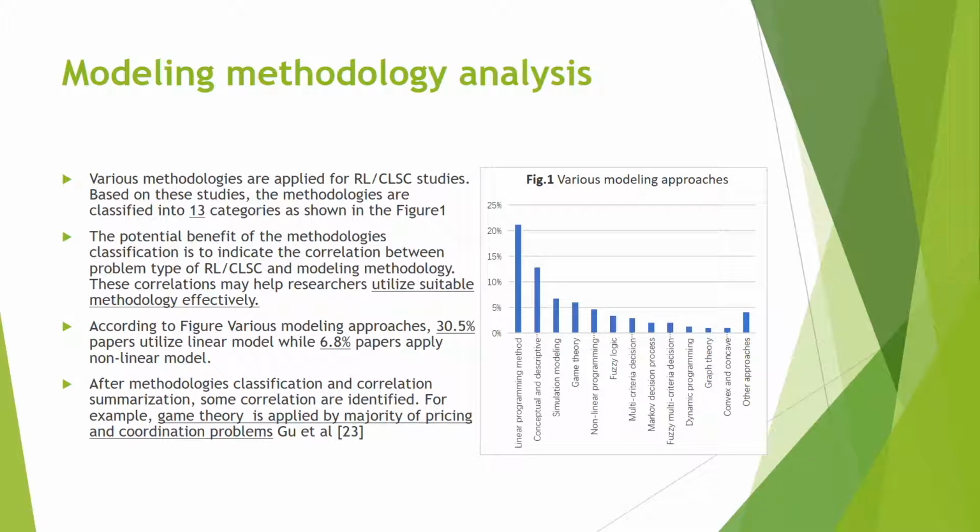This correlation may help researchers utilize suitable methodology effectively. And according to the figure, 30.5% of papers utilize linear models while 6.8% of papers apply non-linear models. After the methodology classification and correlation summarization, we found some correlations. For example, game theory is applied by a majority of pricing and coordination problems.